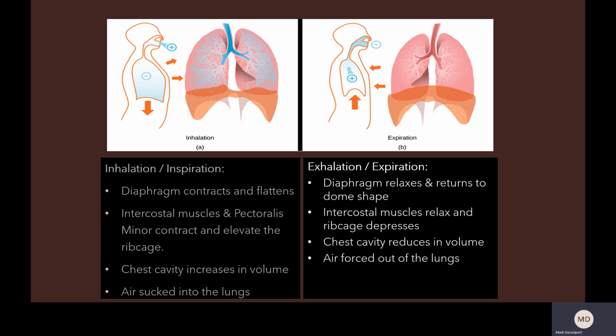And then the opposite when we exhale. So the diaphragm relaxes and returns to a dome shape. Intercostal muscles relax and the rib cage depresses. The chest cavity then reduces in volume because we're getting rid of that air that's in your lungs, and air is forced out of the lungs.